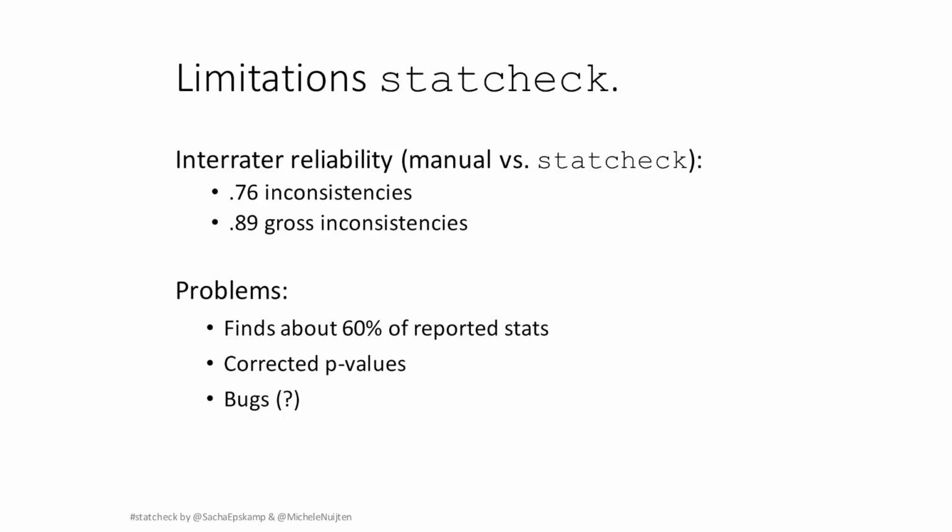Then there's currently a discussion going on whether corrected p-values should be flagged as possible inconsistencies. If you, for instance, perform multiple tests and you want to correct your p-value for that, or at least I'm saying correct your p-value, but technically you should actually correct your alpha. But what people often do is they correct their p-value. So they perform 20 tests and they multiply their p-value by 20, for instance. If they do this, then the p-value doesn't match the reported test statistic and degrees of freedom, and it will be flagged. And that is something to also take into account, that statcheck does not recognize these corrections.